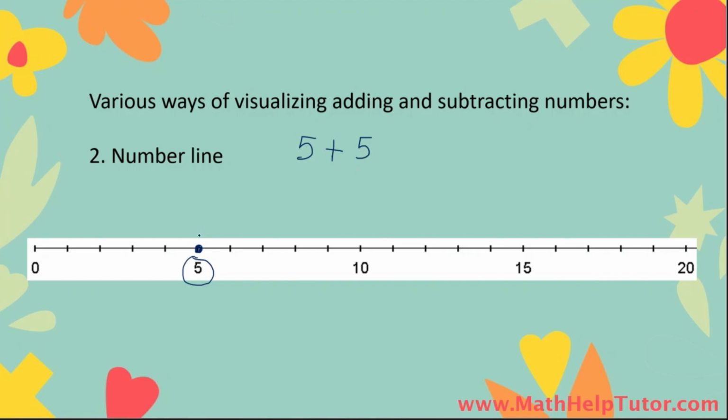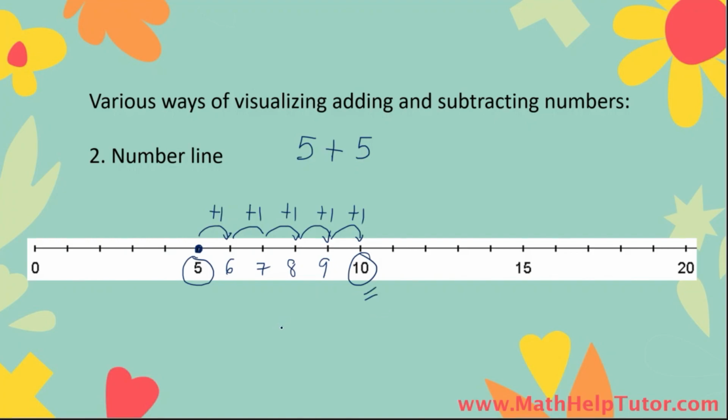So what we do is we add 1, 6. We add another 1. That's 7. Add another 1. Plus 1. That's 8. Add another 1. Plus 9. And then we add another 1. That's 10. So 5 plus 1, 2, 3, 4, 5 gives us the answer 10.